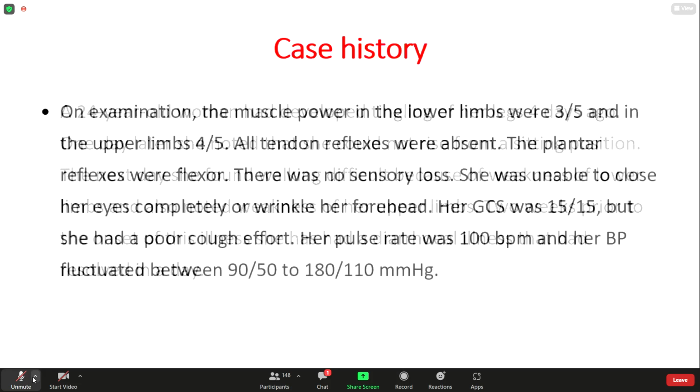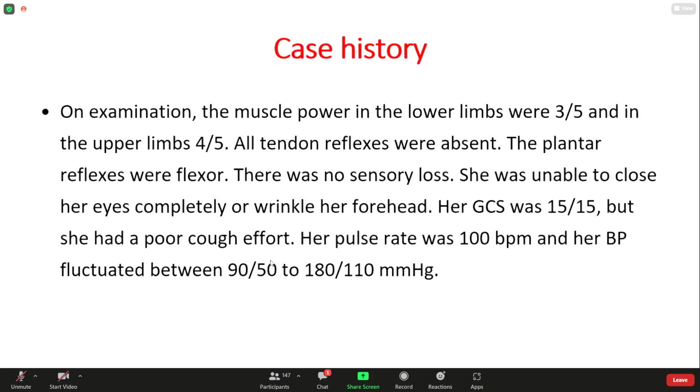On examination, the muscle power in the lower limbs was 3 out of 5, and in the upper limbs 4 out of 5. All tendon reflexes were absent. The plantar reflexes were flexor. There was no sensory loss. She was unable to close her eyes completely or wrinkle her forehead. Her GCS was 15 out of 15, but she had a poor cough effort. Her pulse rate was 100 beats per minute, and her blood pressure fluctuated between 90/50 to 180/110 millimeters of mercury.